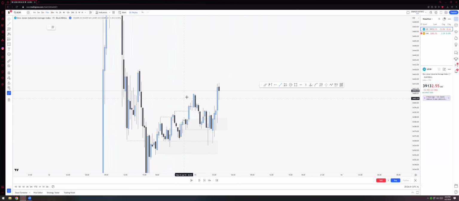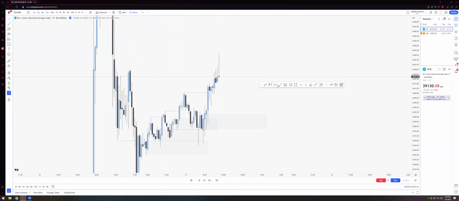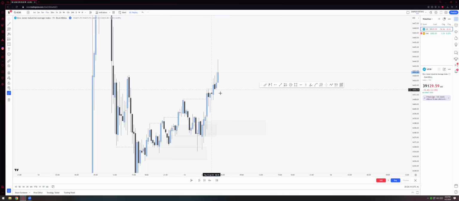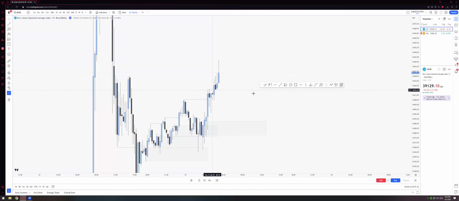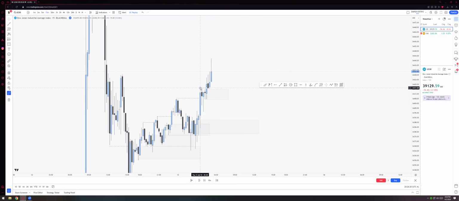All right, another break of a structure right here. Boom. I find my last bearish candle that created that break. Another break here. Boom. I'm finding the last bearish candle, which is going to be this one right here. All right. And so on and so forth.